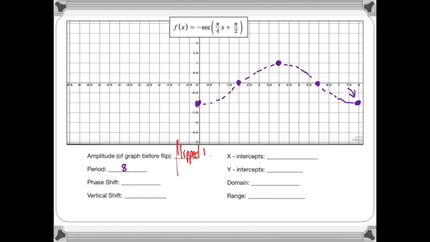Now, we still have to do the phase shift, which is going to move this thing a little bit. And so let's figure that guy out. We always look at that and go the opposite direction. So we know we're going left in the negative direction because that's positive. And we take this term, pi over 2, divided by pi over 4, which is going to give me 2. And so it looks like I'm going 2 to the left.